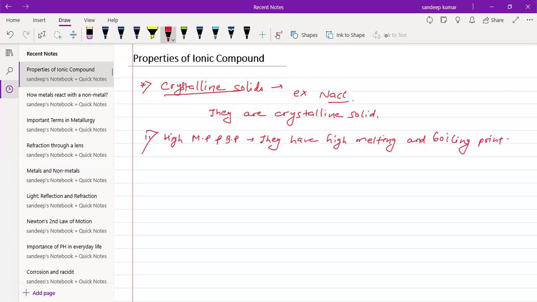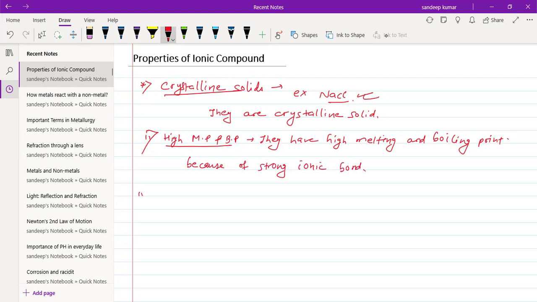What is the reason, children? Why do they have high melting point and boiling point? It is due to the strong ionic bond. The metals and nonmetals in ionic compounds are held together by a strong ionic bond. So you can write because of strong ionic bond.